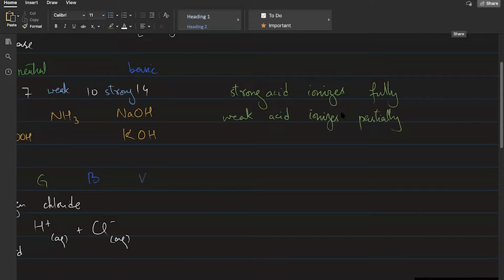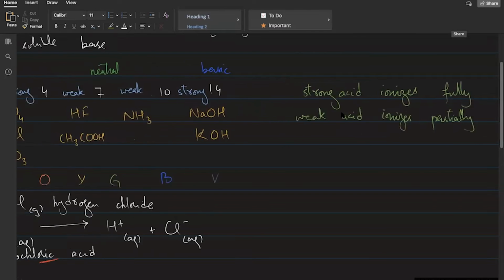Similarly, we know that bases are supposed to accept H positive. So if you have 1,000 molecules again of base and all of them accept H positive, that shows it's a strong base. But if maybe 50 or a handful of those actually do that, then you know this is a weak base.